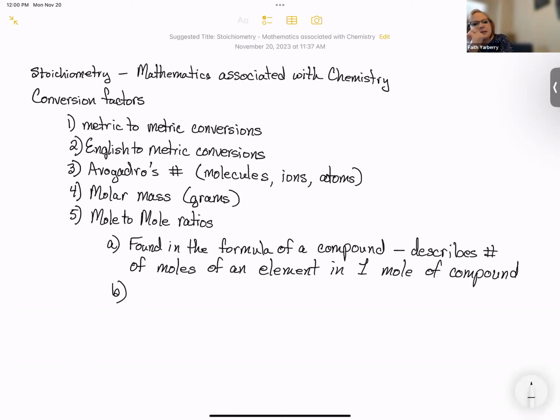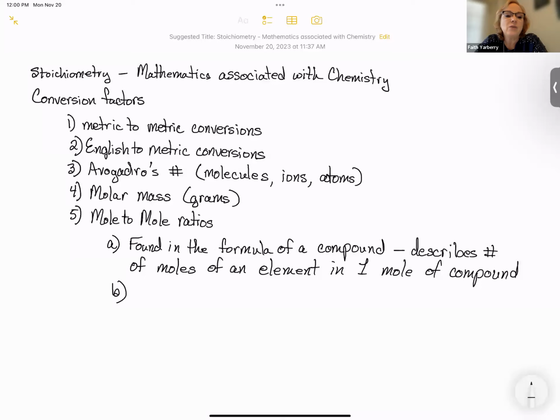Okay, it's that time of the day, so we're going to go ahead and get started with class. Today, what we're going to be doing is we're going to continue embarking upon our trek through stoichiometry. Basically, again, stoichiometry is a fancy word that is the mathematics associated with chemistry.